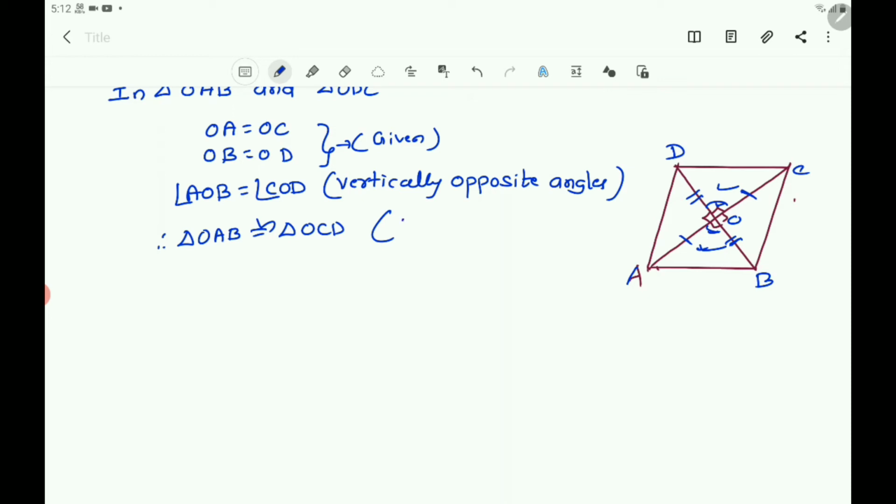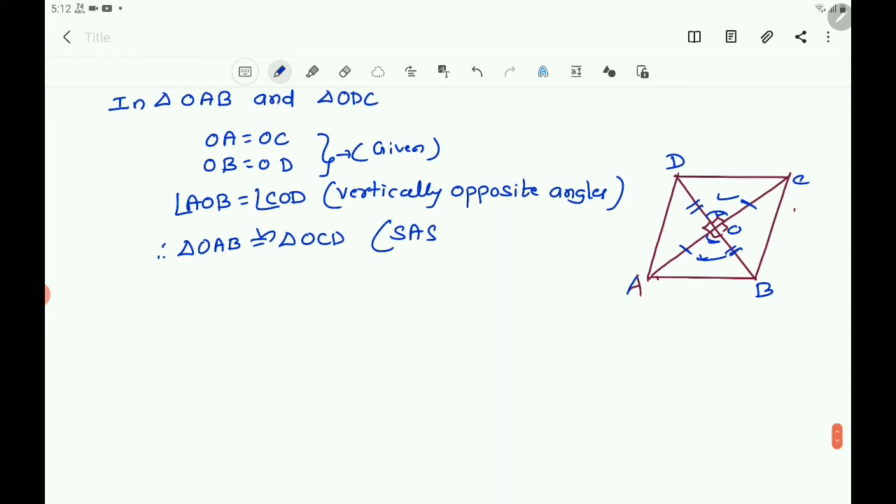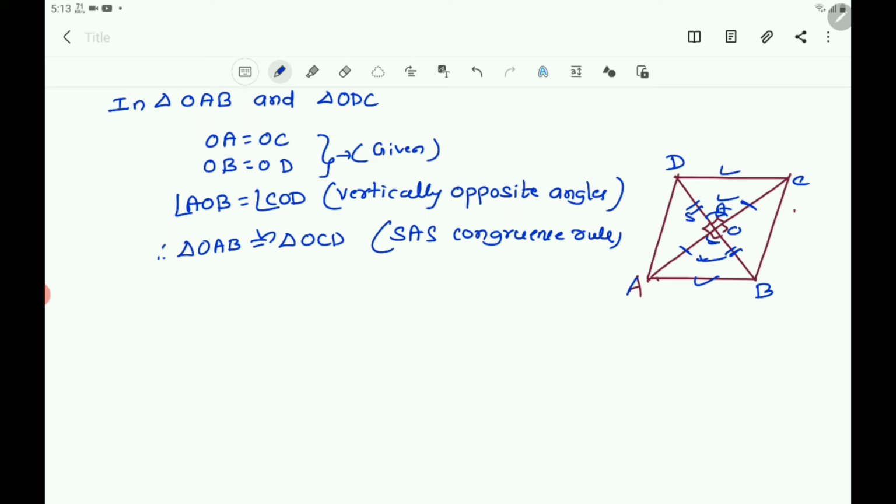According to which congruence rule? Side angle side. See here, side angle side. Here also side angle side, according to the SAS congruence rule. Then you can write AB is equal to CD. Why are they equal? According to CPCT. Therefore AB is equal to CD, reason CPCT. Consider this as the first.